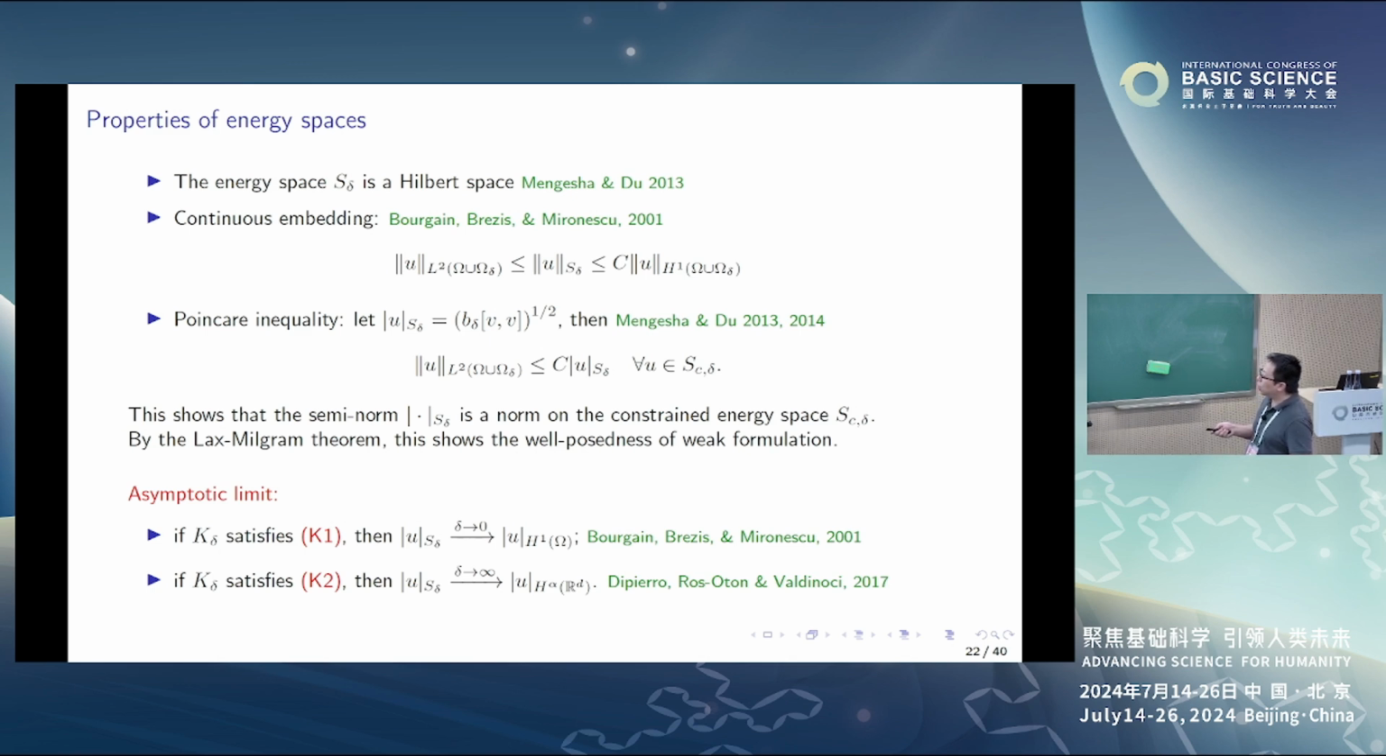And here are some asymptotic limits of the energy semi-norm. For example, for any H1 function u, if you choose the K1 scaling of the kernel function, then when delta goes to 0, the energy norm converges to the H1 norm, even though for fixed delta, this energy space is weaker than the H1 norm. And if you choose the K2 scaling and choose the fractional kernel, then when delta goes to infinity, for any H alpha function, the energy norm converges to the H alpha norm.